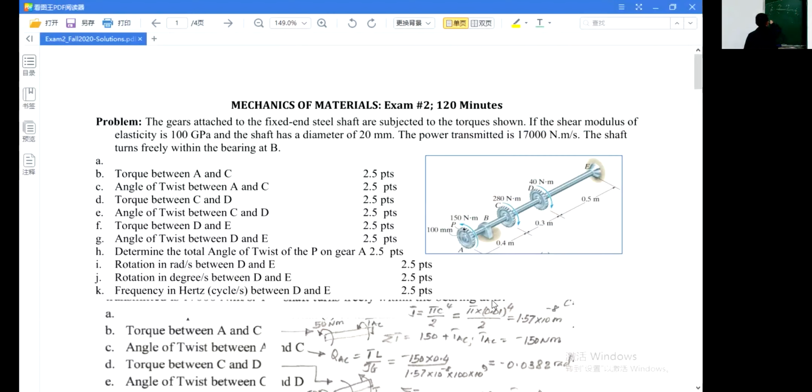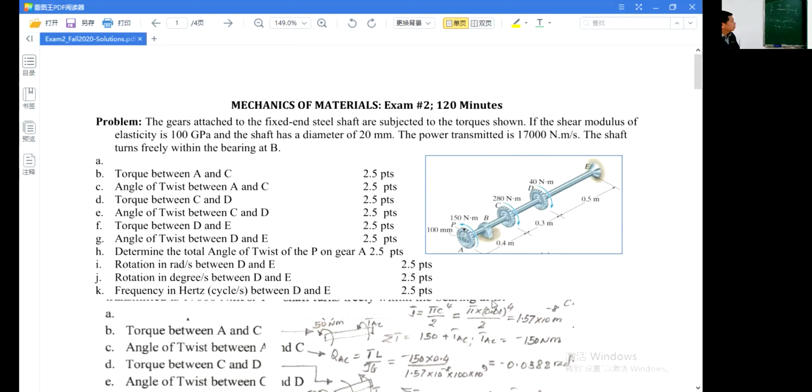So 100 minus, plus 40 plus T must equal 0. So T equals how much? Newton meter.